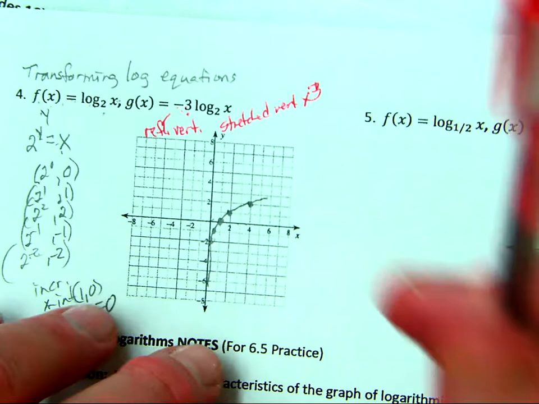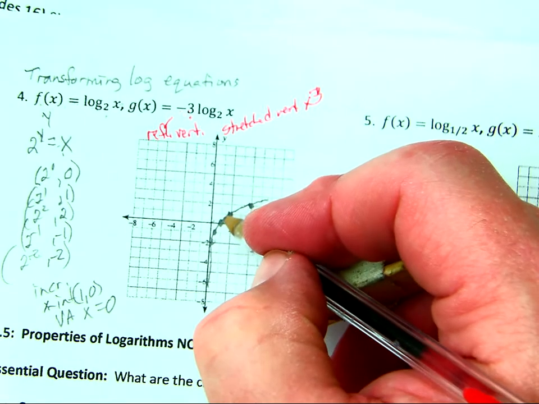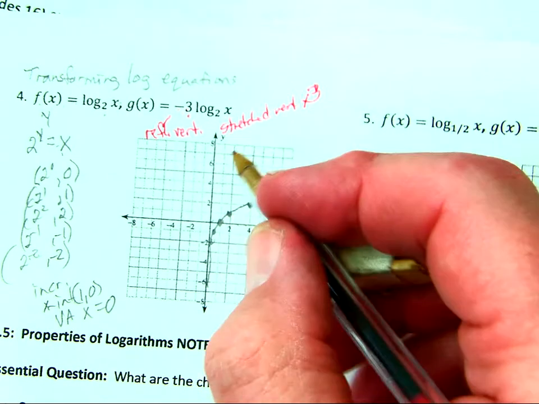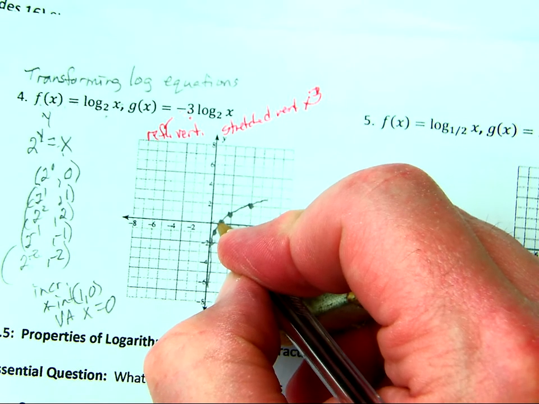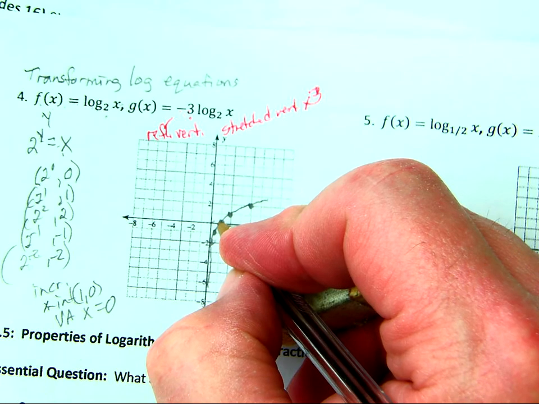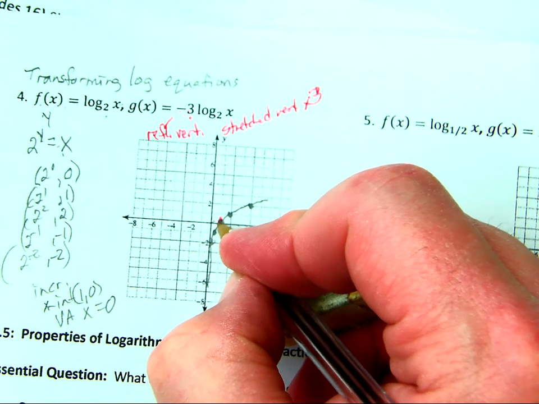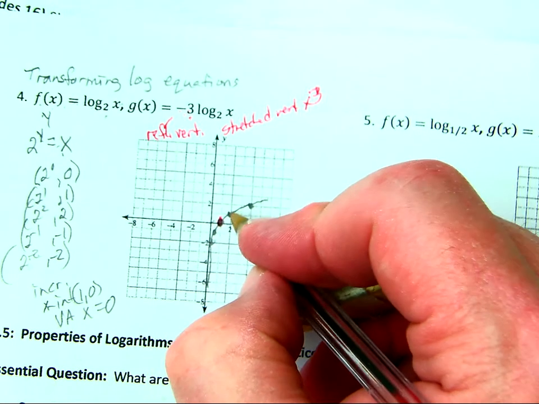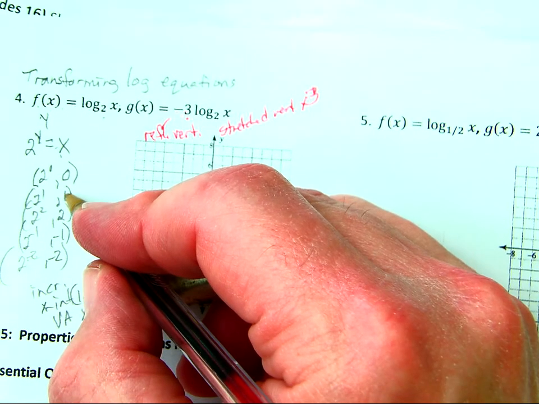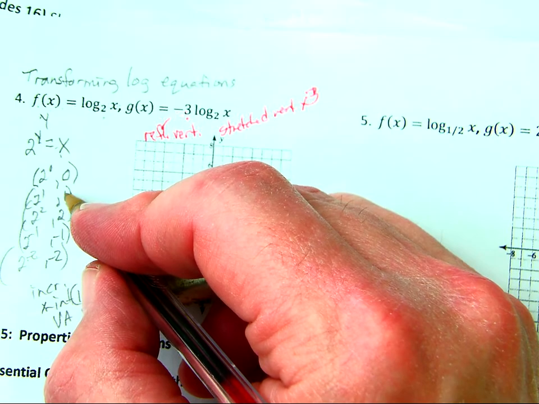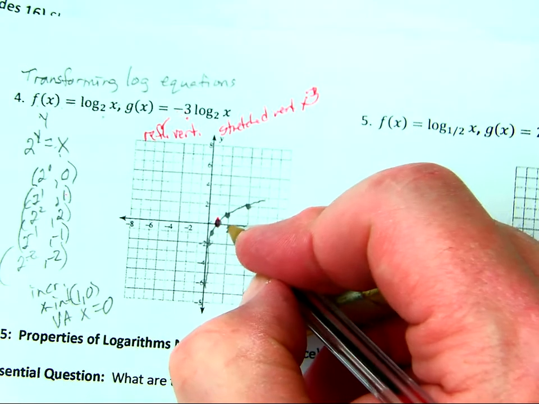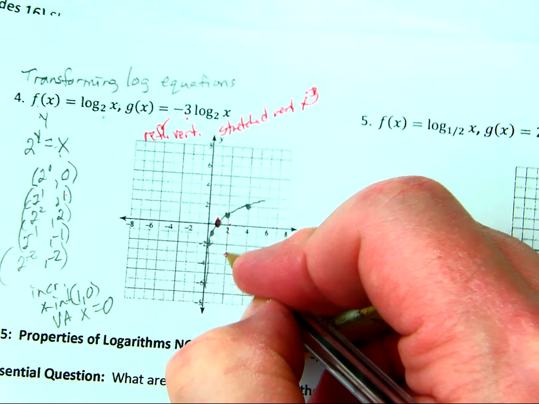So the easiest way to think of it is to take each of the points and multiply the y-coordinate by negative 3. Here the point is 1, 0. If I multiply 0 by negative 3, it's still 0, so that point stays here. Here, this is the point 2, 1. If I take that 1 times negative 3, that becomes 2, negative 3.